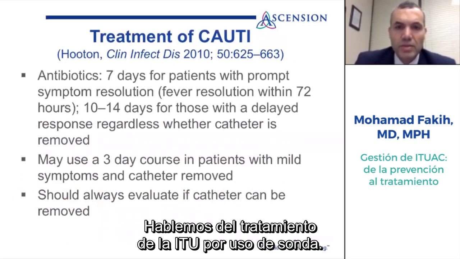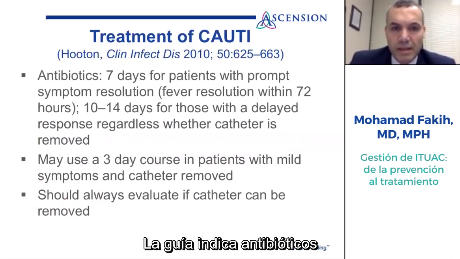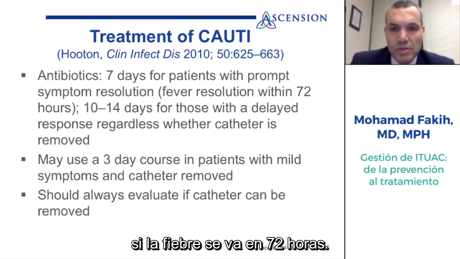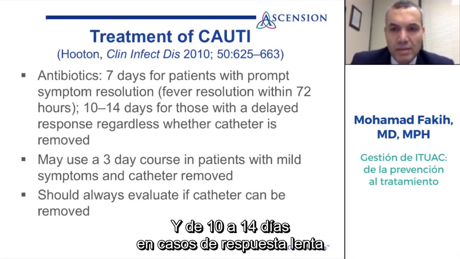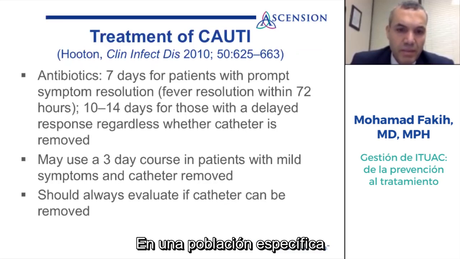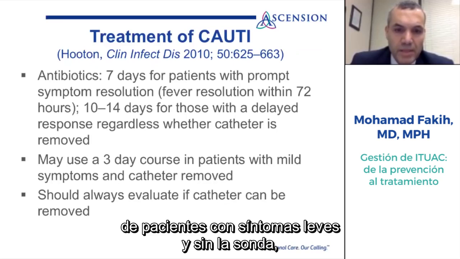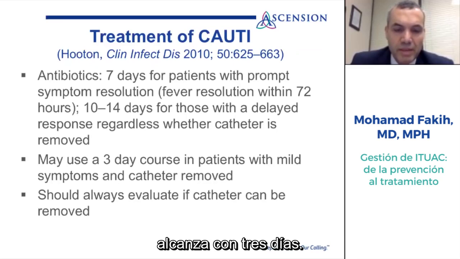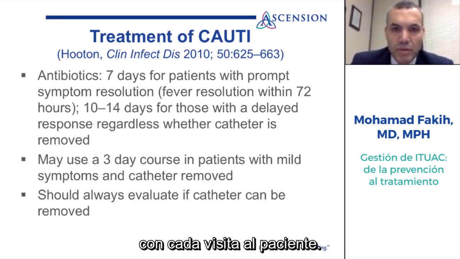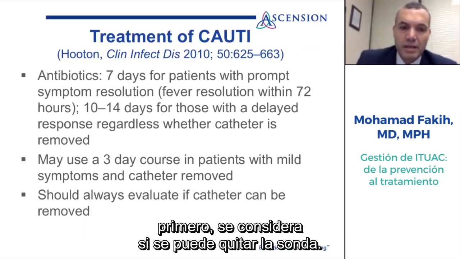So what about the treatment of catheter-associated UTI? Based on the guidelines, antibiotics for 7 days in patients with prompt symptom resolution. So fever goes away within 72 hours, and 10 to 14 days in those that have delayed response, regardless whether the catheter is still present or is removed. Now, in a specific population where the patients have very mild symptoms and the catheter is removed, a 3-day course is sufficient. And you should always evaluate if the catheter can be removed anytime you're seeing the patient. So if you're suspecting UTI, think first, can we remove that catheter?